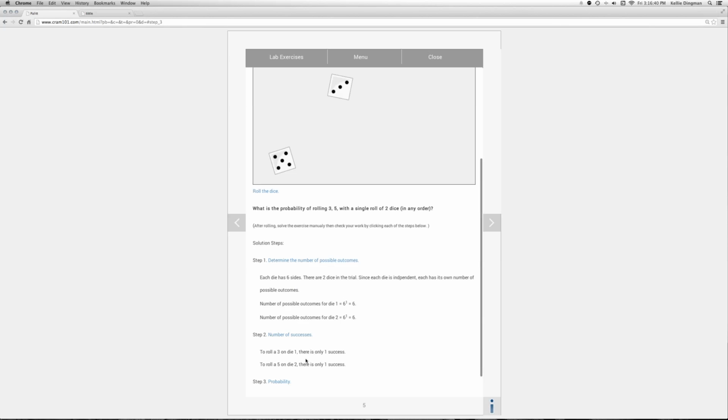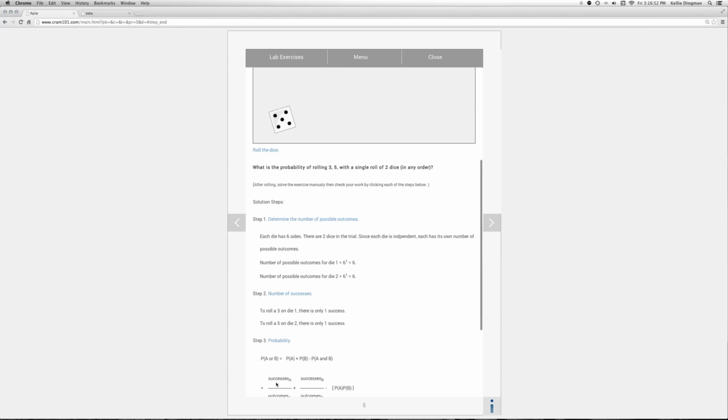So what are the number of successes? To roll a 3 on a die, there is only 1 possible success. To roll a 5 on a die, there's only 1 success. So now we need to calculate the probabilities.